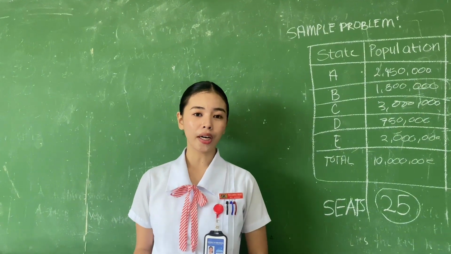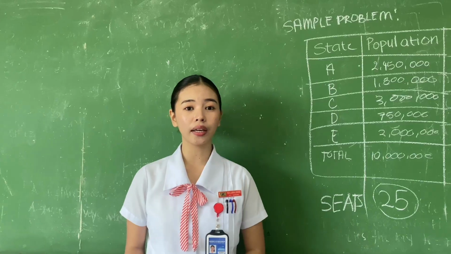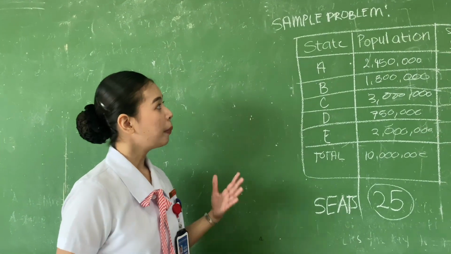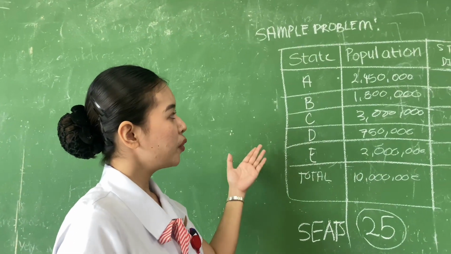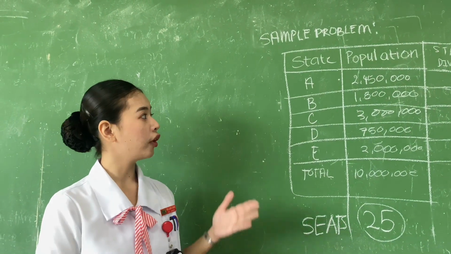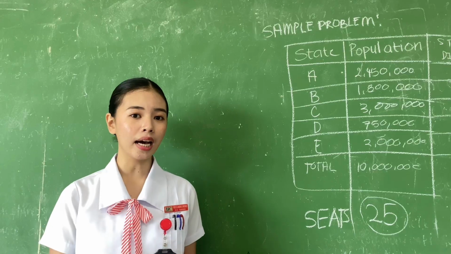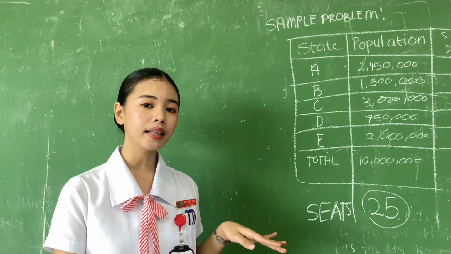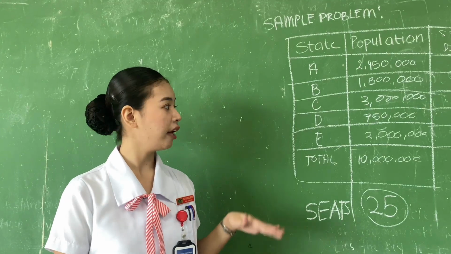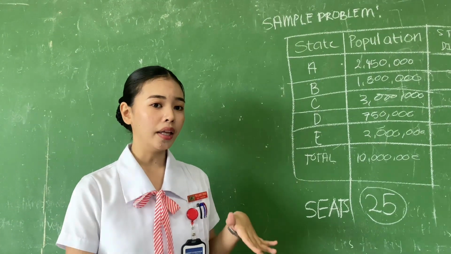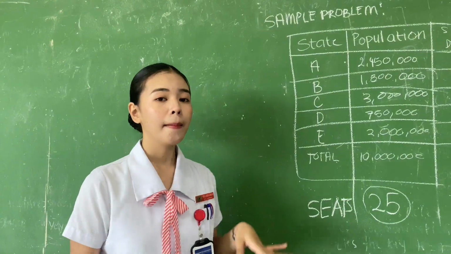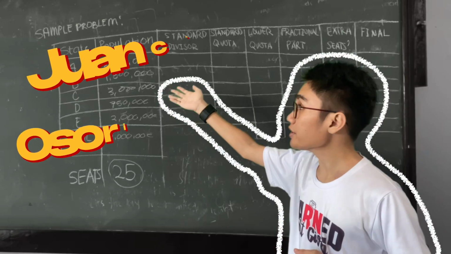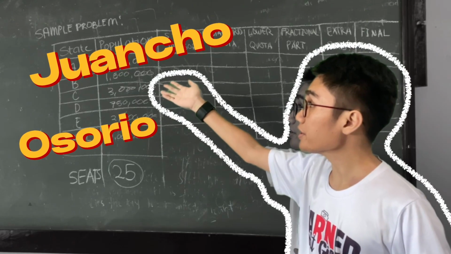Suppose we have a small country with 5 states and we need to allocate 25 seats in a legislature based on population. The population of state A is 2,450,000. State B has 1,800,000. State C has 3 million. State D has 750,000. And state E has 2 million, for a total of 10 million. So we will use the Hamilton method.